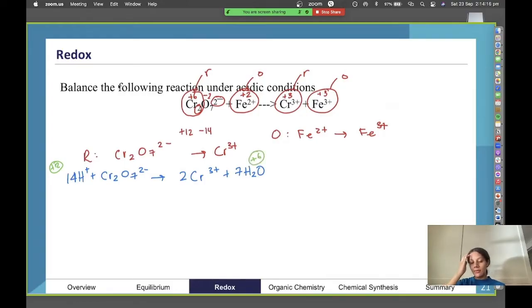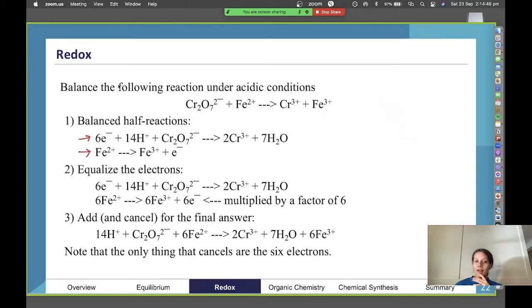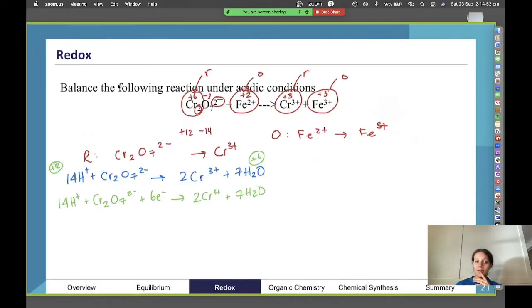So to balance this out, we need to add electrons to the side that's more positive. The more positive side is the reactants. We're going to add 6 electrons there to bring that +12 down to +6, because each electron has a -1 charge. That means our next line, we're going to add our 6 electrons, and then that gives us our 2Cr3+ and 7H2O. Now that's our fully balanced half equation for the reduction side.